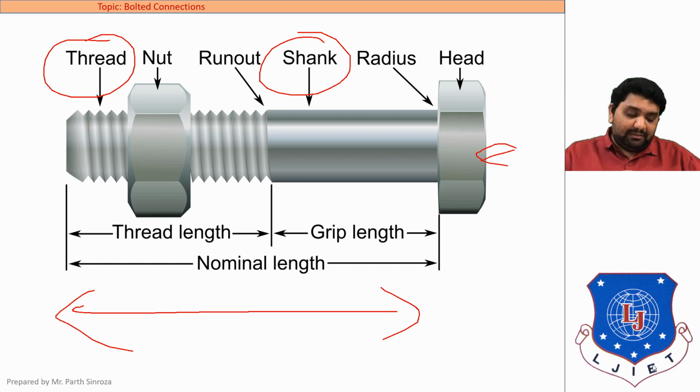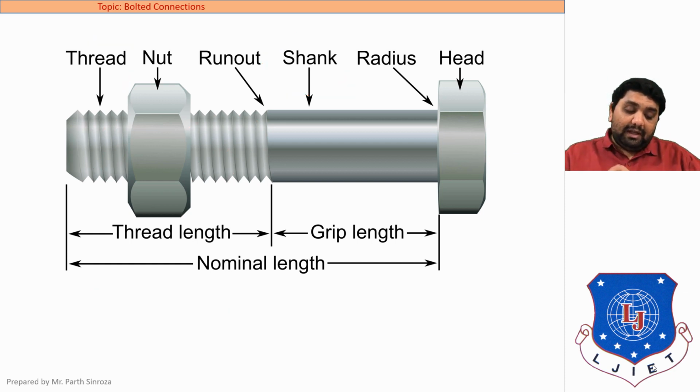So thread means this portion where the bolt or the nut can go up or down. That portion is called the thread zone, and shank will be the plain area. The plain area of the bolt is called shank, and the threaded region of the bolt is called thread, which is of spiral shape. Clear?